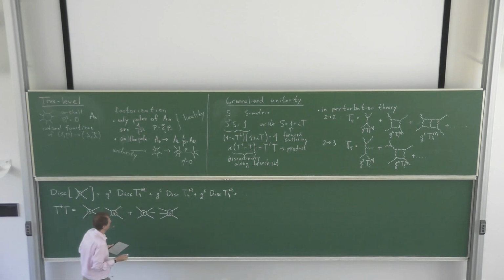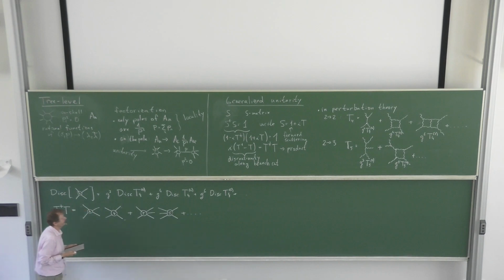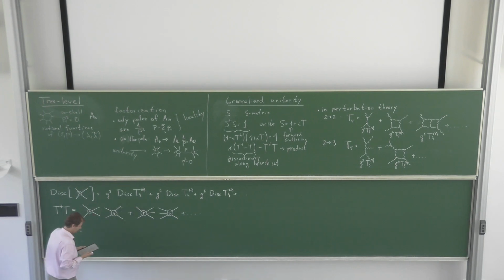Okay, and more, I can have more amplitude. 6-point and higher, okay? And now I just expand these again in perturbation theory using the same formula there, and these 5-point also in perturbation theory using that, okay? So I get products of amplitudes in perturbation theory, or these T functions, which are basically scattering amplitudes. Okay, so what happens here?